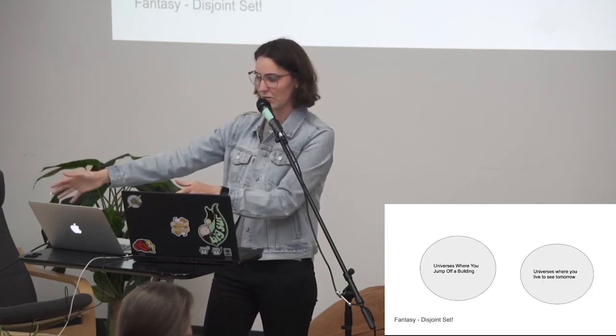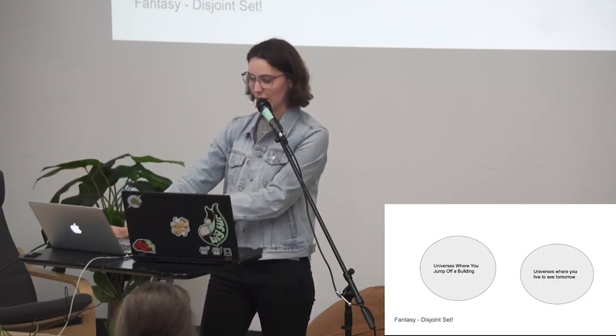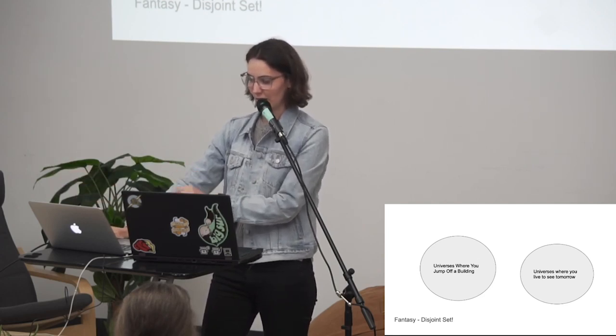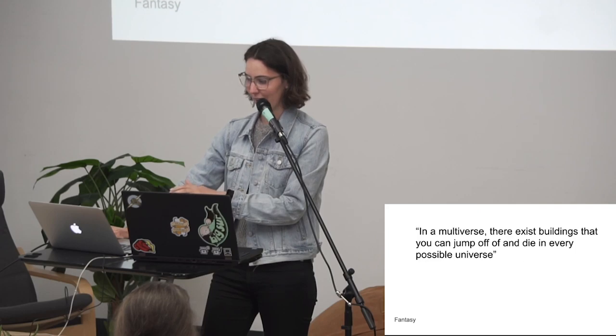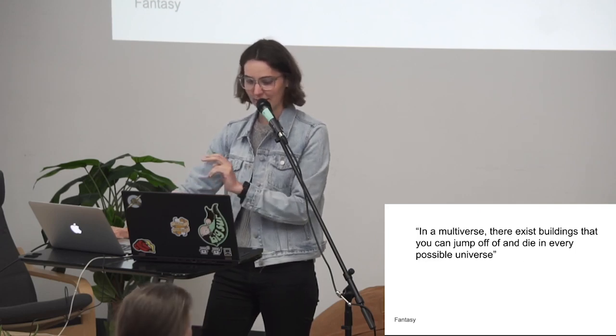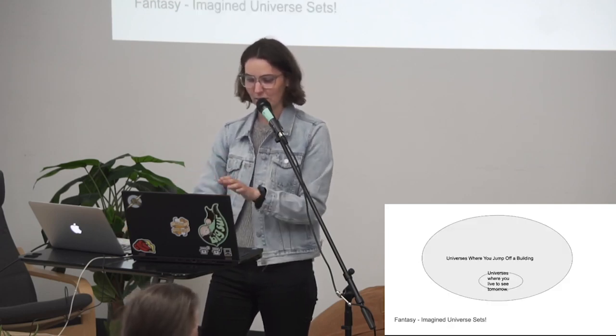These are disjoint. This is my Venn diagram. Disjoint set, this is what's guaranteed by a multiverse, AKA nothing. No survival is guaranteed. Okay, so no guarantee of survival from a building jump.